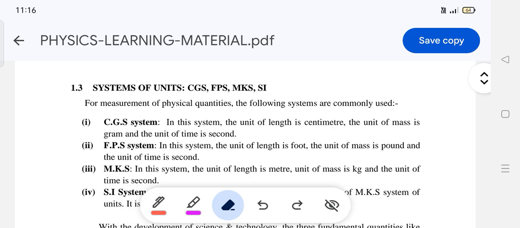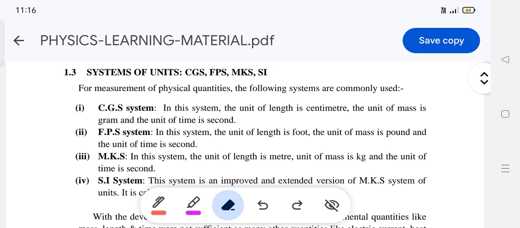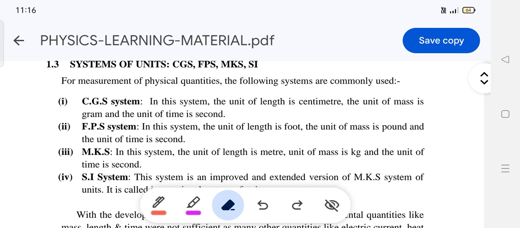Now we have some systems of units such as CGS, FPS, MKS, SI. Don't get confused by this. MKS is the older form, that means ancient. This SI system is modern, that means the next version of this. So both are the same. Don't be confused.